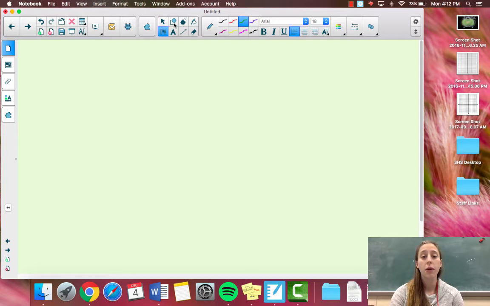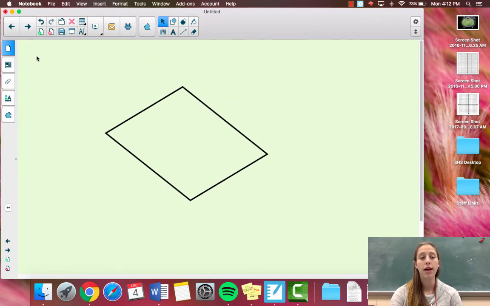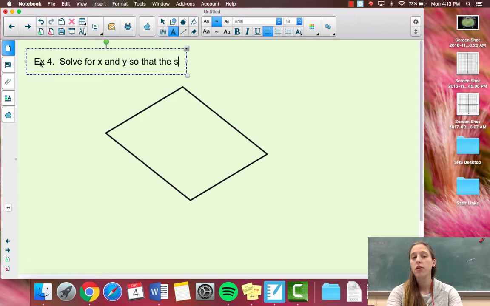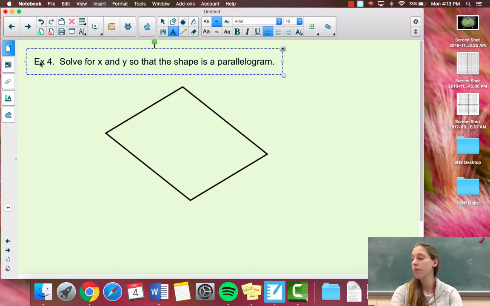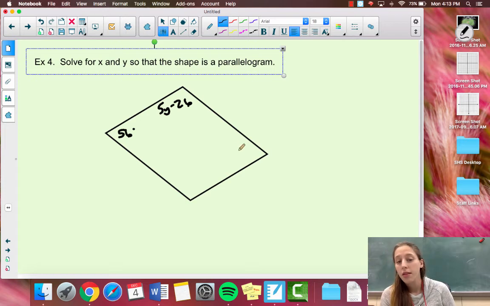So let's say I give you a parallelogram. I'm going to turn it a little bit. Let's say I have it looking like that. So this is example 4. And they want you to solve for x and y so that the shape is a parallelogram. Okay. And in this shape, let's say I tell you this is 56 degrees. Let's say this right here is 5y minus 26. This angle here is 7x. And this angle here is 4y plus 4.